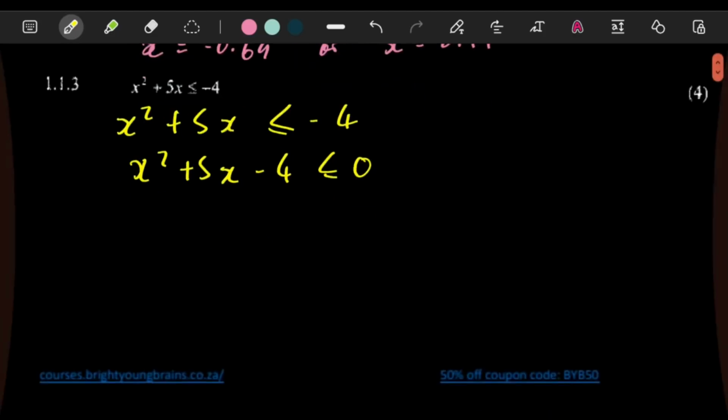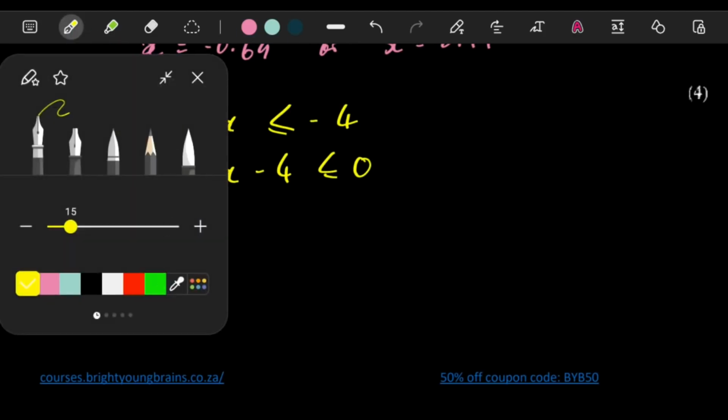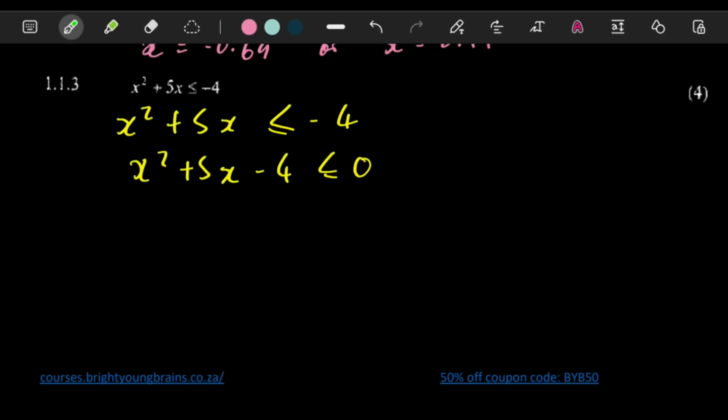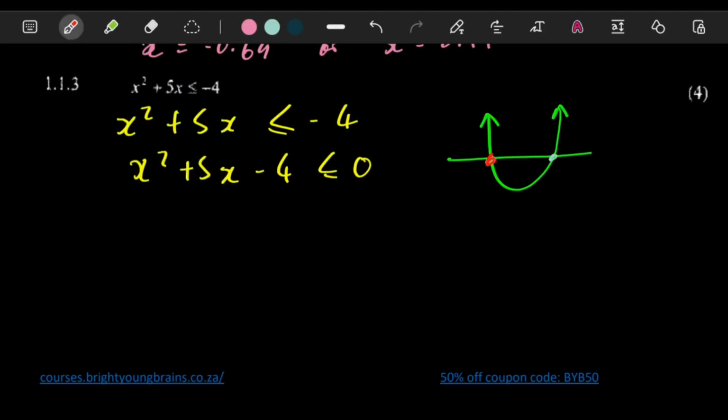And after you take everything to one side, you want to realize what kind of graph this is. This is a smiling parabola. So you're just going to draw a smiling parabola. And then for you to answer this question, you need to know what your x-intercepts are. That's why with questions like these, you solve for x first.